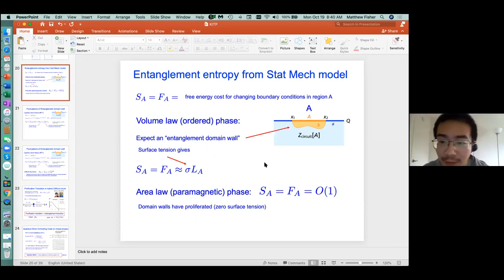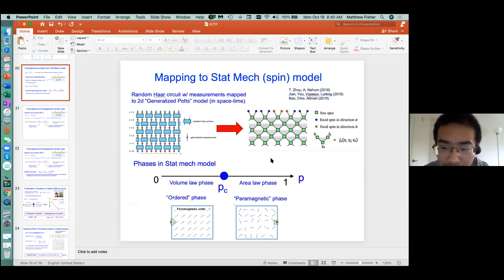Okay, sure. There are several questions in the chat. First one is Jerry. Why is mutual information between two regions expected to go to 0 in the entangled case?